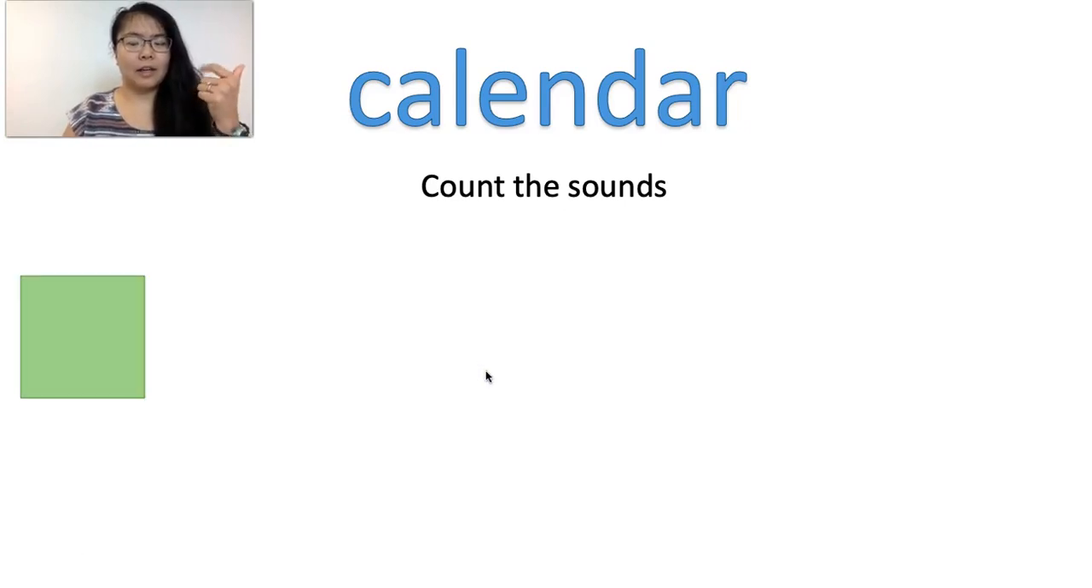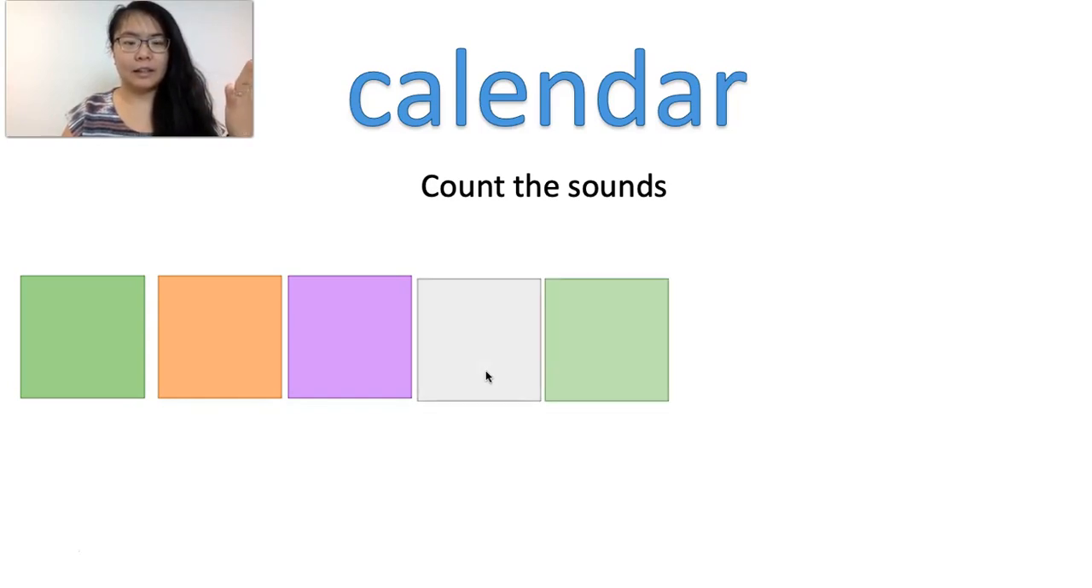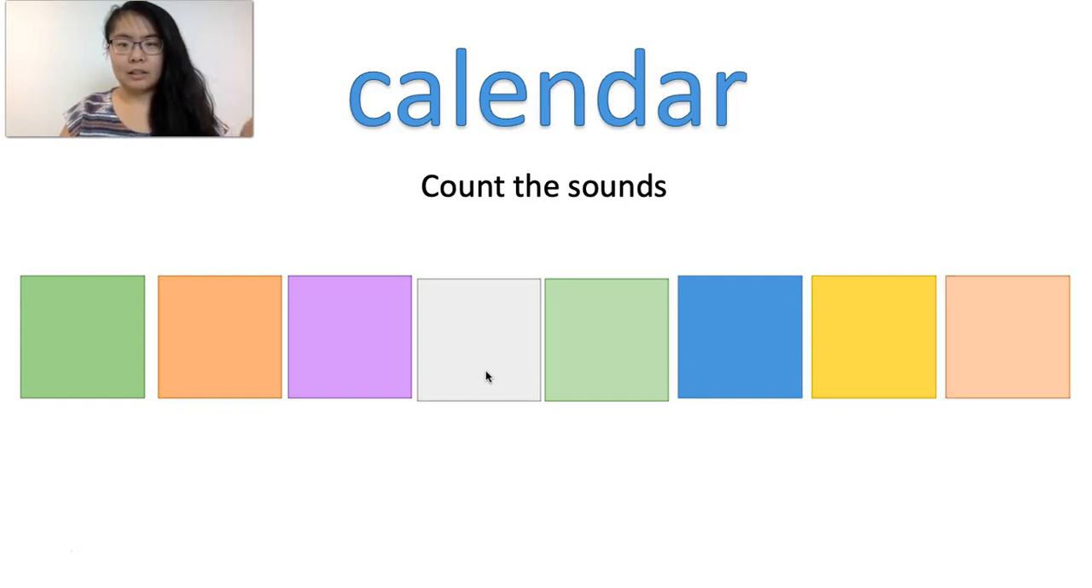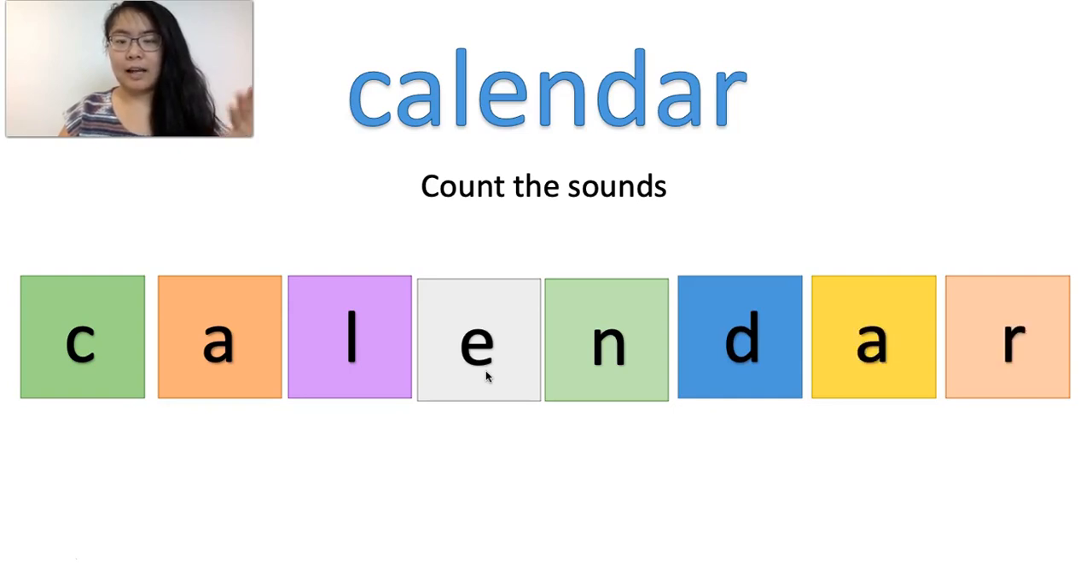Calendar. K, a, l. Cal. E, n. N. D, a, der. K, a, l. Cal, e, n. Calen, d, calendar. So there are a lot of sounds in the word calendar.